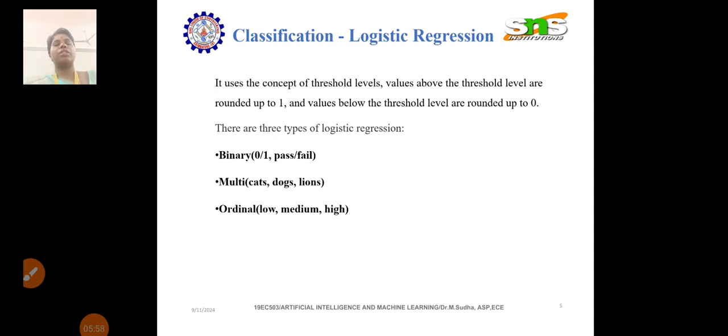In logistic regression, we may classify based upon binary, either 0 or 1, pass or fail. Or multi, which means the same category can have multiple values, like cat, dog, lion. And ordinal, which comes to low, medium, high, likewise values such as low or medium or high, or color contrast. So based upon the application, it may have three types: binary, multi and ordinal. So that's all about the classification of logistic regression.